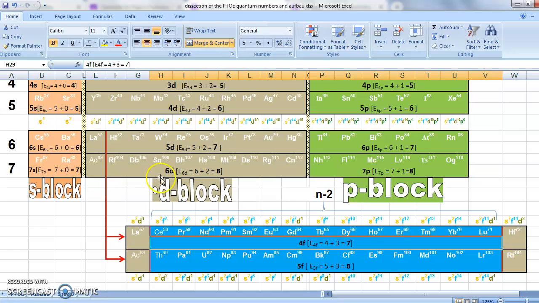Four plus 3 is 7. The 6S is energy. When you're in the S, your number is a 0. 6 plus 0 is 6. 6 is lower than 7. So the 6S gets filled before the 4F.